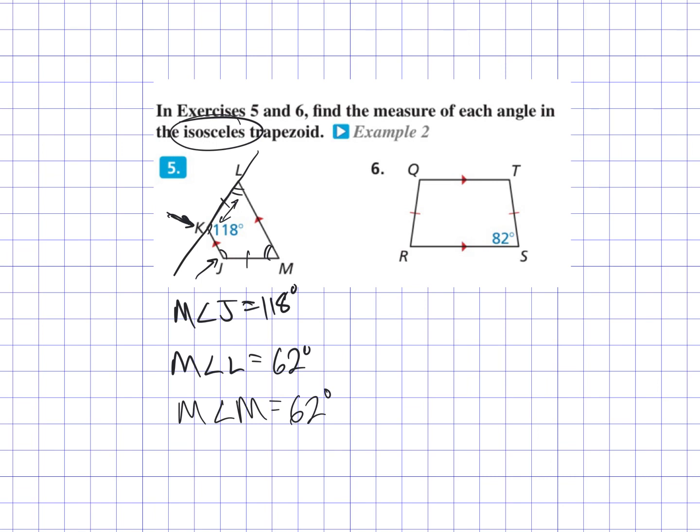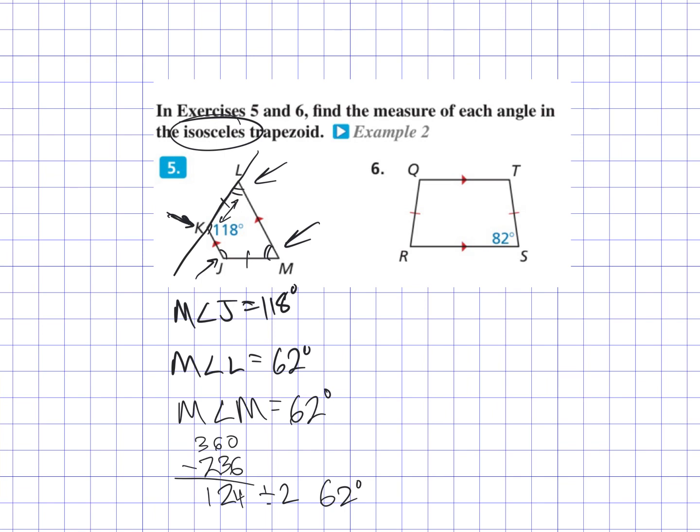Okay, the other way to do this is you have 118 degrees at K and J. So 118 and 118 is 236. There's 360 degrees in a quadrilateral, so that leaves 124 degrees left. And since those two are the same, we divide that by 2, and we get 62 degrees to split between them. So you could do it that way, or you could use your consecutive angles rule.